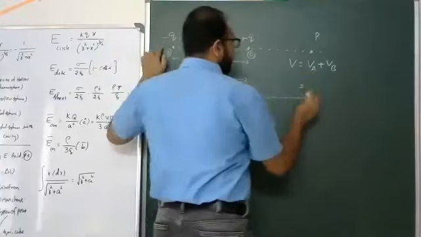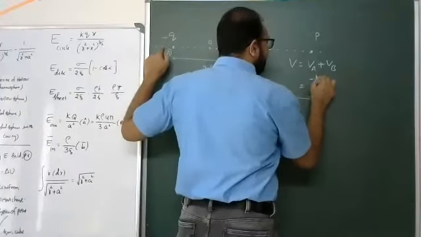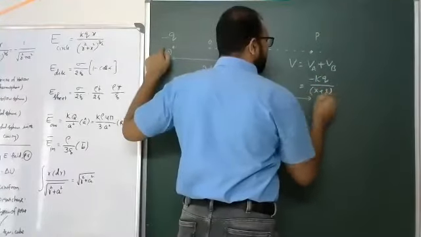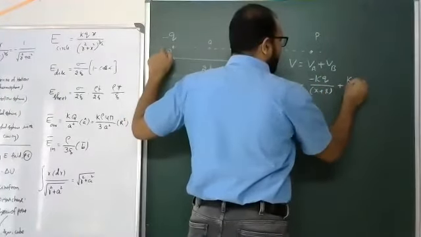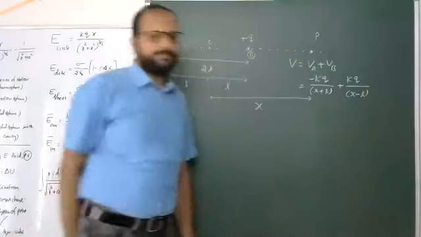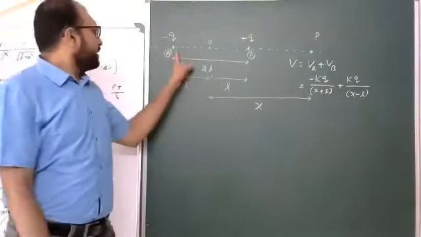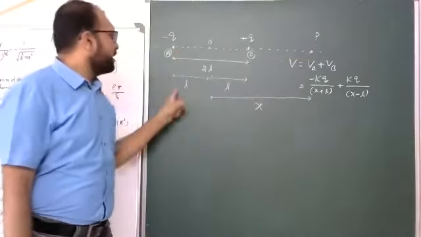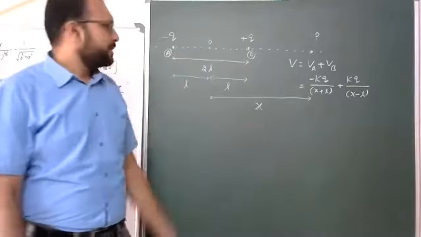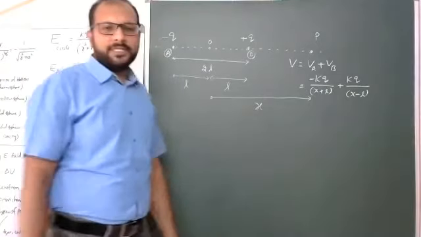Yes, VA we know is minus KQ divided by x plus L, students, and VB is KQ divided by x minus L. Here to here the distance is x plus L, here to here the distance is x minus L. Yes, that is the net potential.